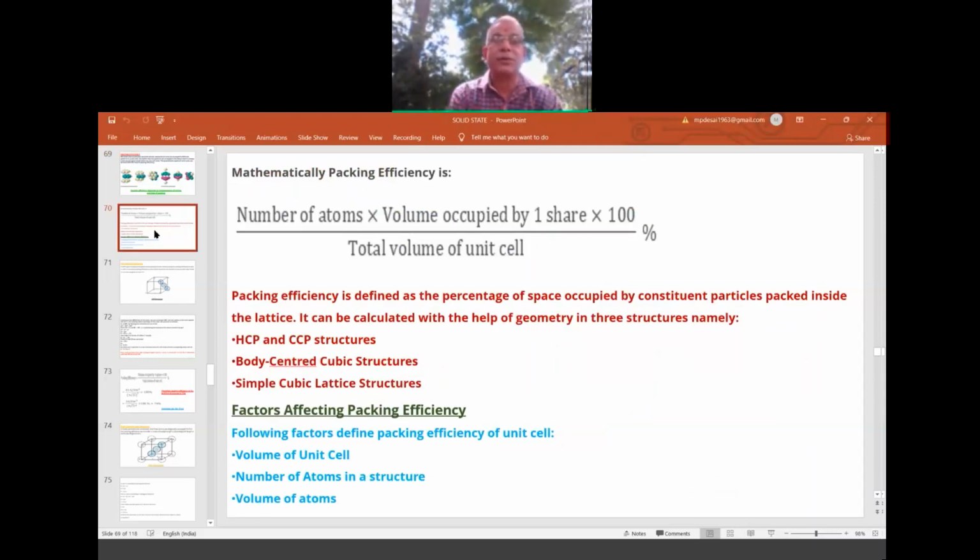So in terms of an equation, packing efficiency is equal to the number of atoms times the volume occupied by one sphere, that is one particle, divided by the total volume of the unit cell, times 100 in terms of percentage. That means out of the total volume available for packing, how much volume they have taken. You take the ratio and multiply it by 100. That gives you the percentage of packing. We take some examples and discuss the packing efficiency.